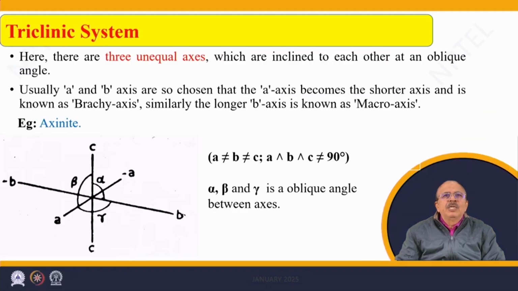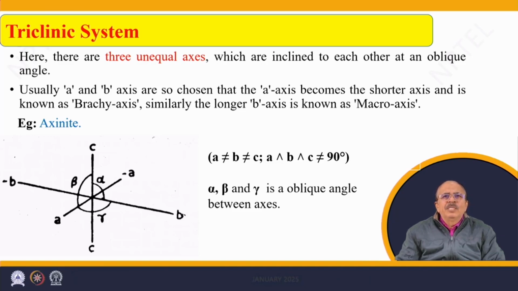The next system is the triclinic system. Here there are three unequal axes which are inclined to each other at an oblique angle. In this system, A and B axis are chosen. That A axis becomes the shorter and is known as brachyaxis, and the B axis is longer and is known as macroaxis. Here the good example of this system is the mineral axinite.